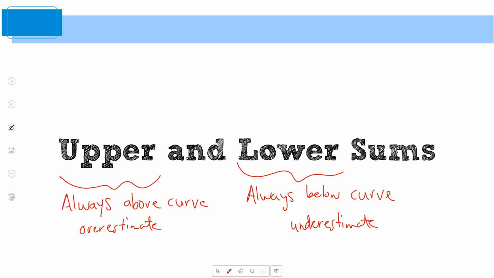Unlike the left-hand and right-hand rectangles where those things can change, an upper sum is always an overestimate. A lower sum is always an underestimate. So these are a little bit more difficult to work with because it's not as algorithmic. At some point you have to do a little bit of thinking and seeing: do I go from the left over to the right or from the right over to the left?